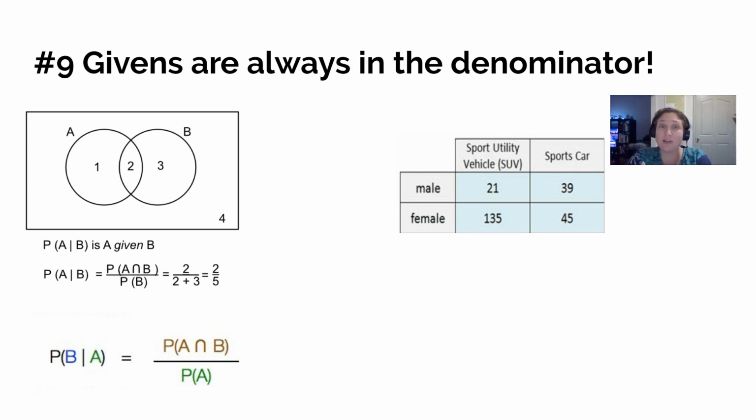Also, if you are given a two-way frequency table, which you should have one question, there may or may not be totals. So you may need to find the totals. If they say the probability of a male, given that he drives an SUV, you're going to have to add up how many people drive the SUV for that number to go in the bottom.